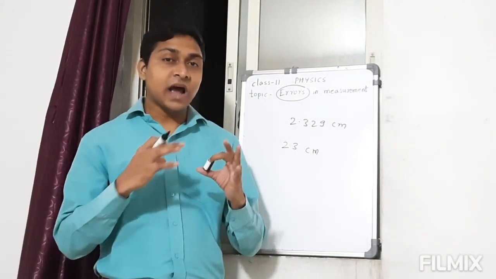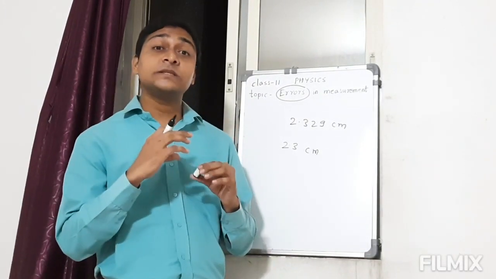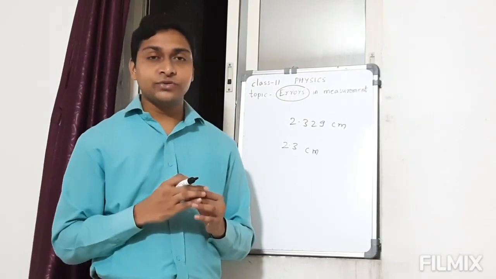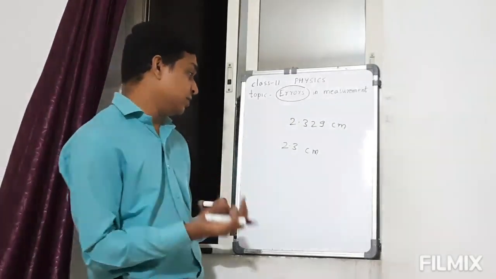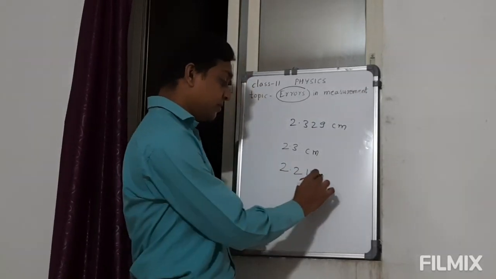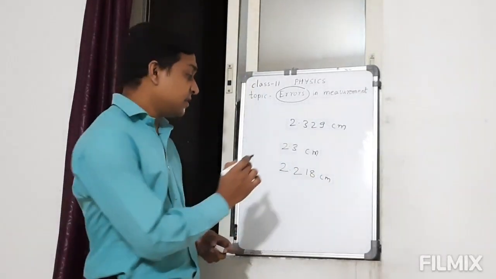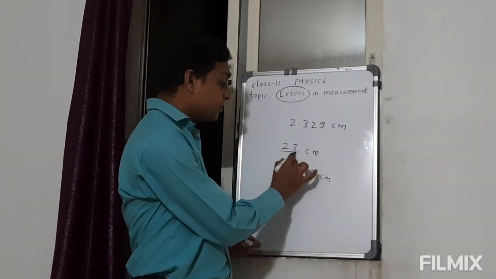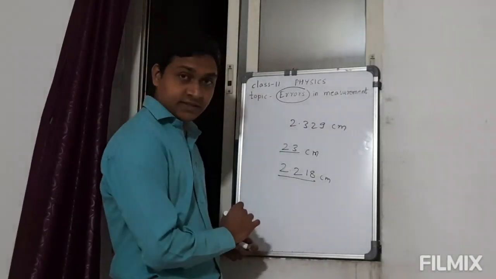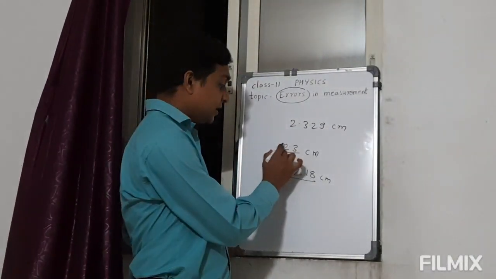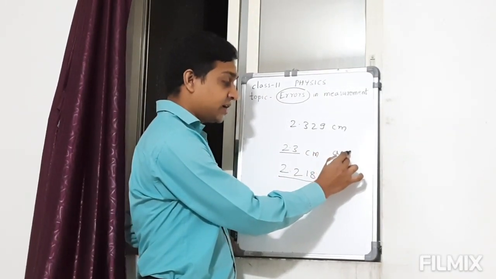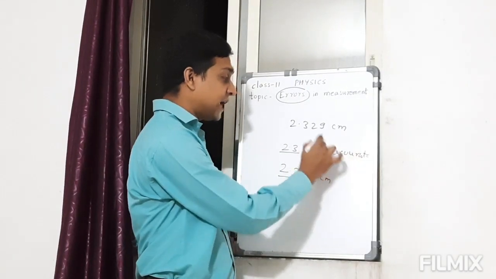And if I use a very precise instrument, suppose I use a micrometer screw gauge, which we are going to see in the physics lab, it may say something like 2.218 centimeter. Here after the decimal point there is only one place, and here we have three places. But this 2.3 is close to 2.329, so we can say it is an accurate reading. It is close to the actual value.